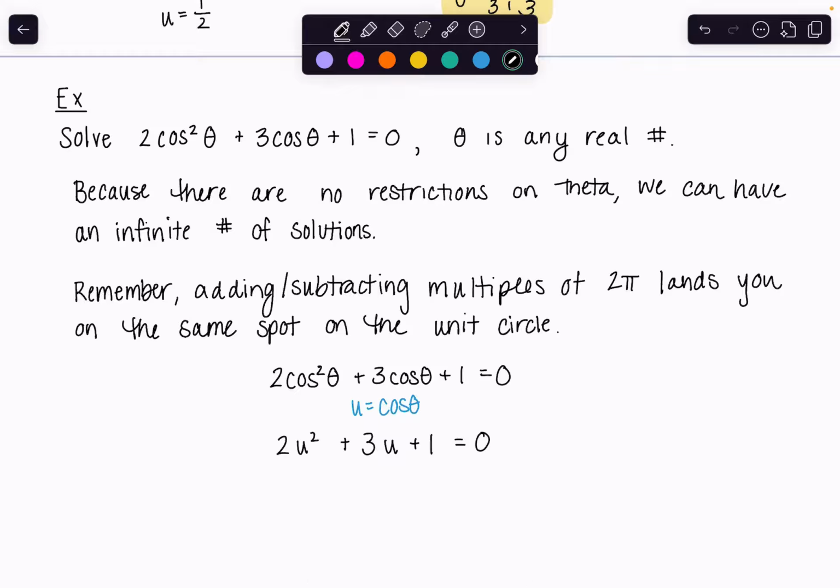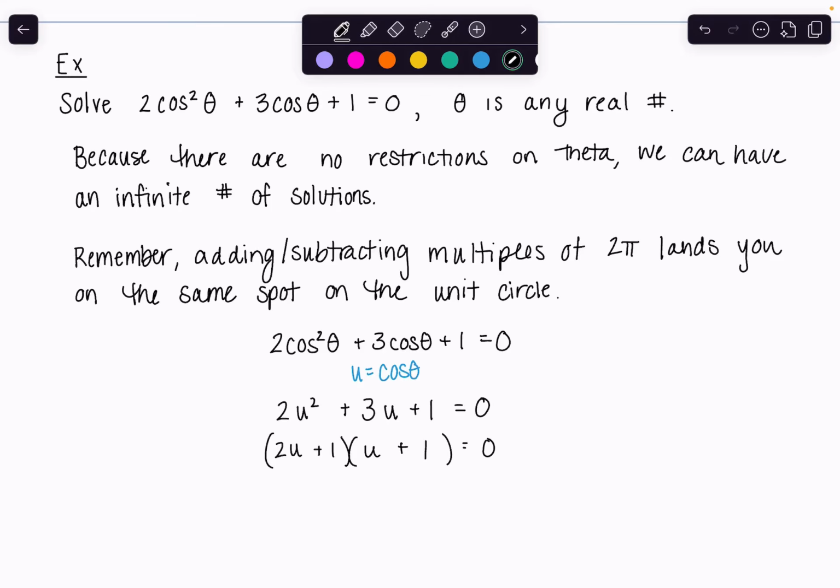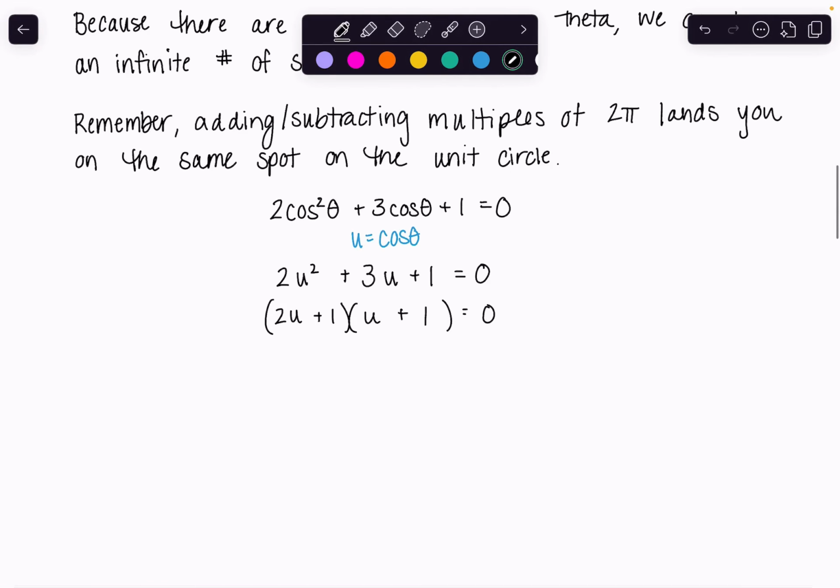Okay. So going through, now I want to factor this. Only way we can get that is 2u and a u. To get the plus 1, everything is positive. You can check the outer and inner work. But this ultimately gives you 2 solutions for u. 2u plus 1 equals 0, or u plus 1 equals 0. So this tells us 2u is -1, or u is -1/2. And here subtracting 1 tells you u is -1.